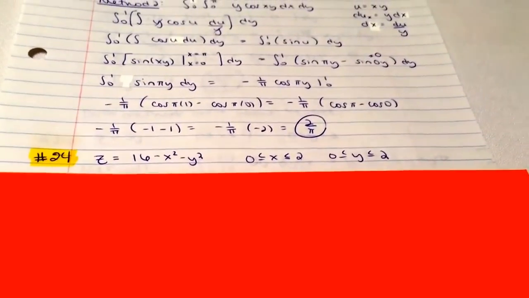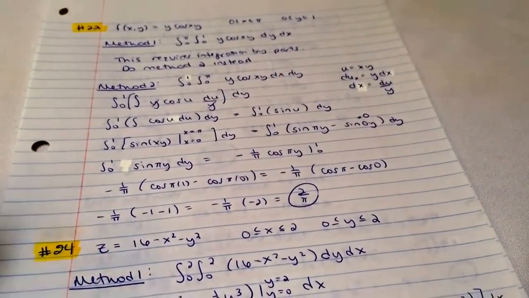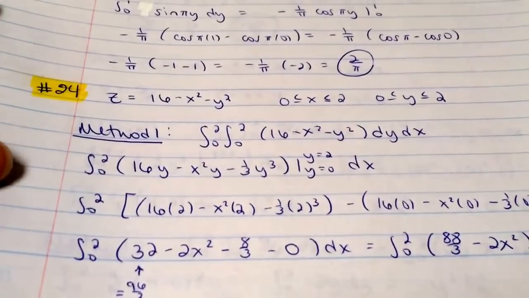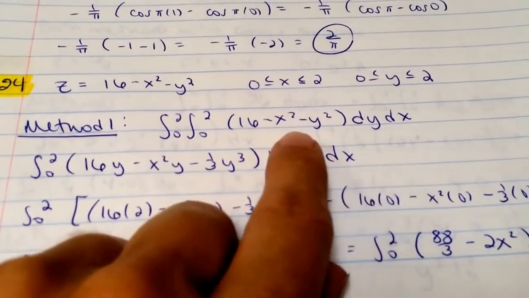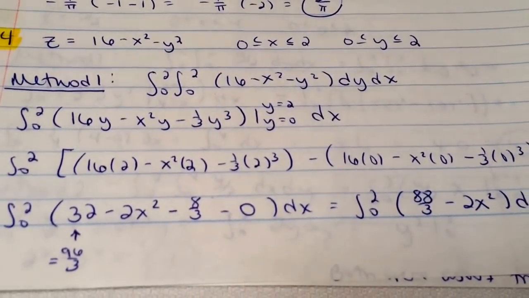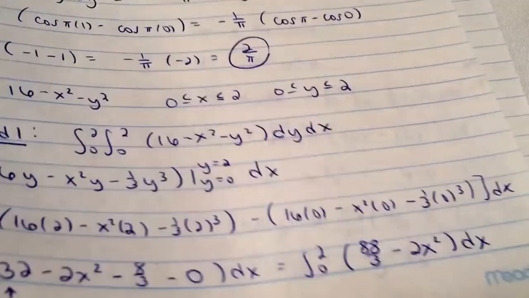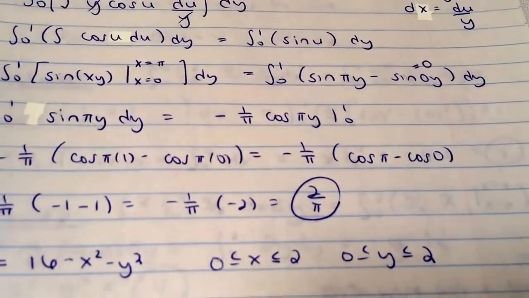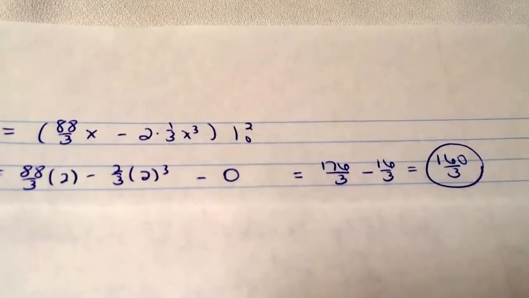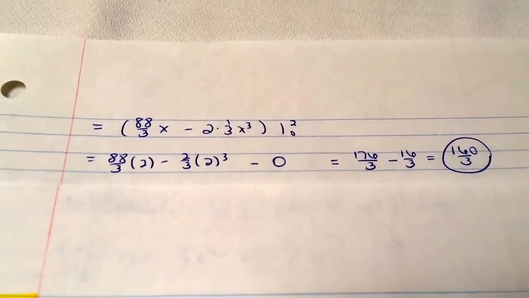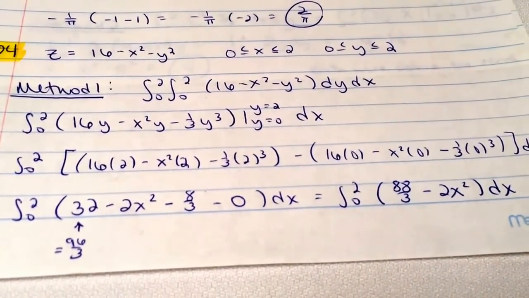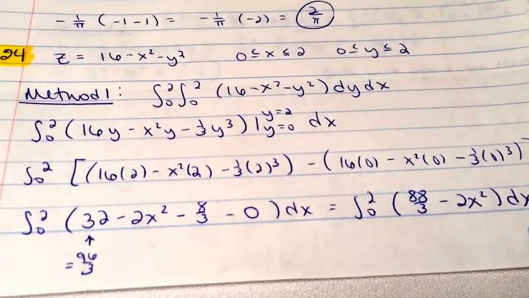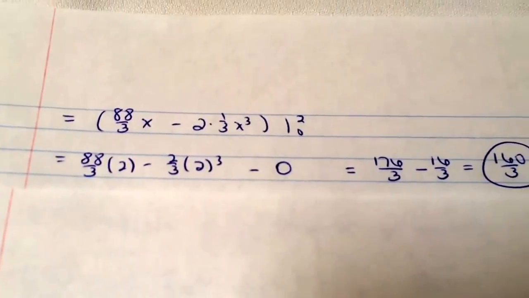All right, so hopefully you have already done this, paused it, tried it yourself. If you did it method 1 with the y's on the inside, then this is what you want to look at. Okay, here's my work. My answer should have been 160 over 3. So if you did it with the y's on the inside, and you did not get 160 over 3, here's the first part of the work. You can pause it on this and see if you can find your mistake. And then there's the second part of the work.